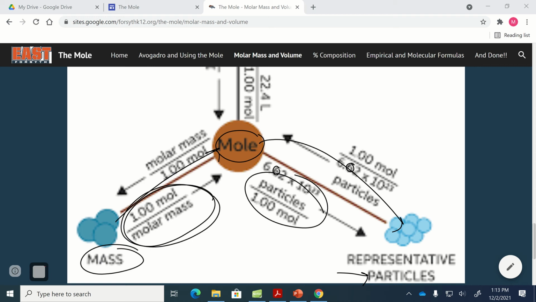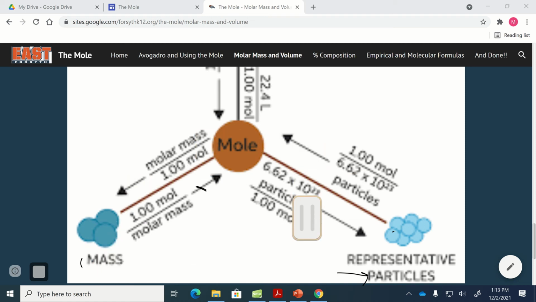That would be a 2-step problem. I'm going to convert to moles, grams to moles, moles to particles. If I want to change from particles to volume, I would change particles into the mole and then go up to volume using the 22.4.